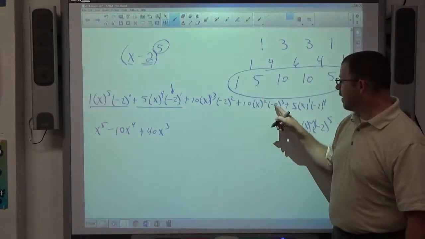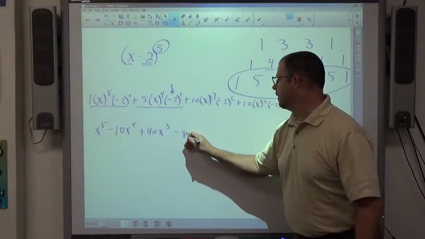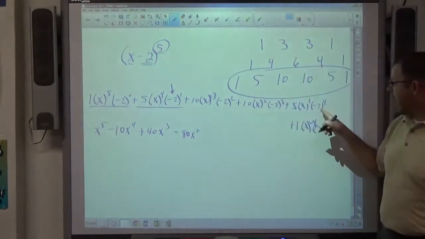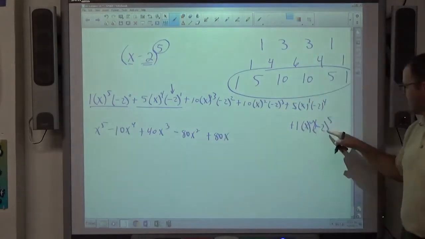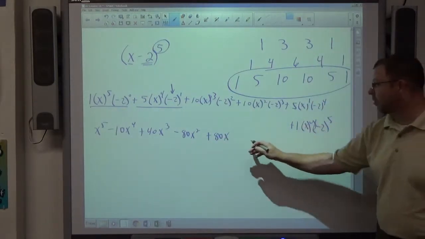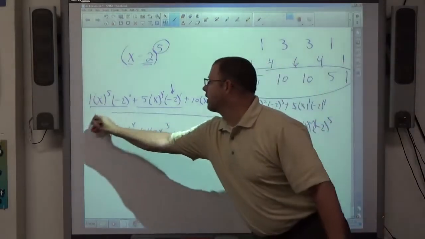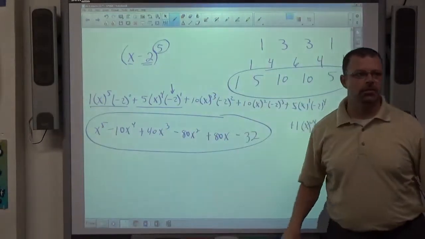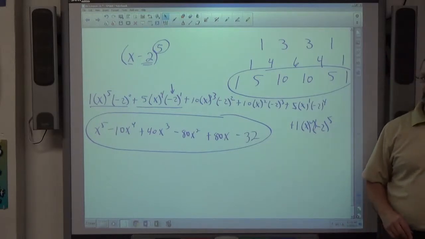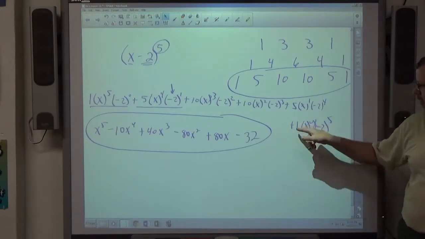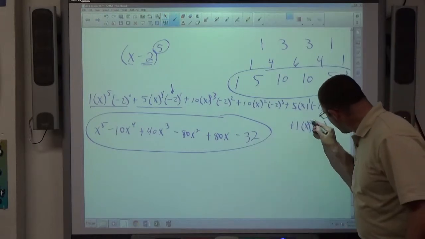This will be -8 times 10 is -80x squared. This will be positive 16 times 5 is 80x. And that's -32 times 1 times 1 is -32. And just like that, that's x minus 2 to the 5th power. Okay, that's how much space Pascal's triangle takes. What was the last one? -32 times 1 times 1. That's x to the 0 power right there.